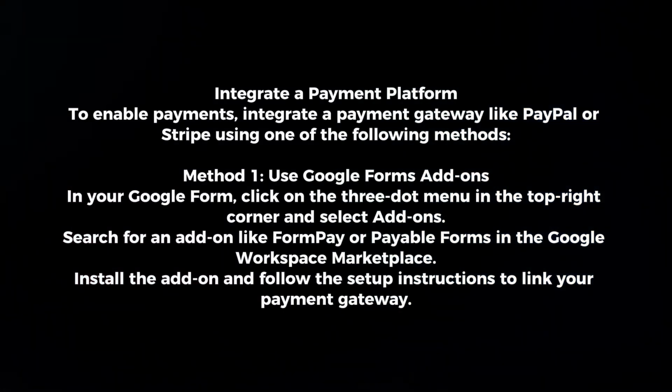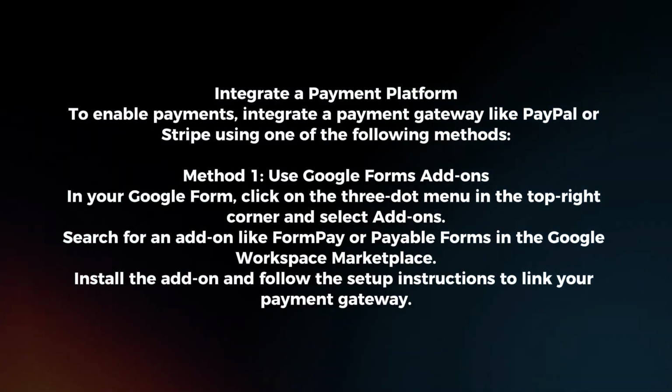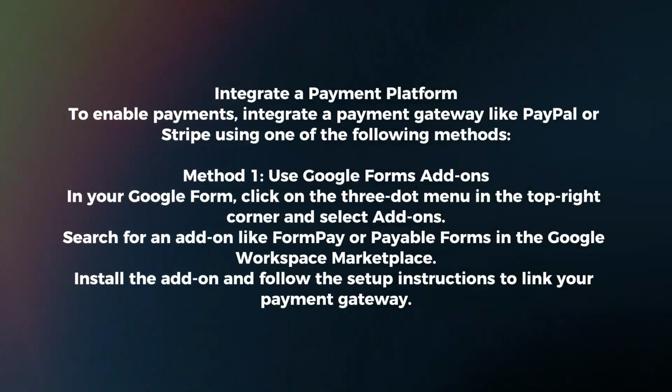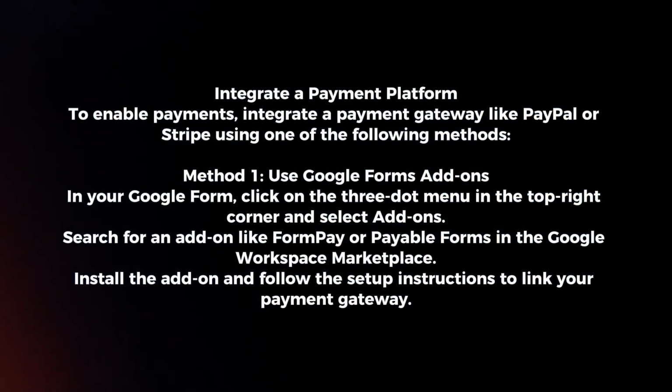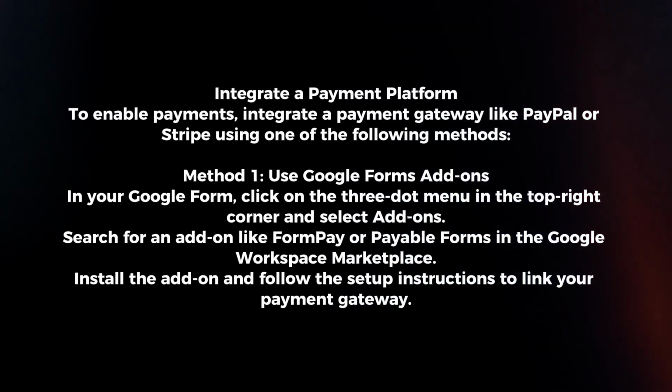In your Google form, click on the three-dot menu in the top right corner and select add-ons. Search for an add-on like FormPay or Payable Forms in the Google Workspace Marketplace. Install the add-on and follow the setup instructions to link your payment gateway.